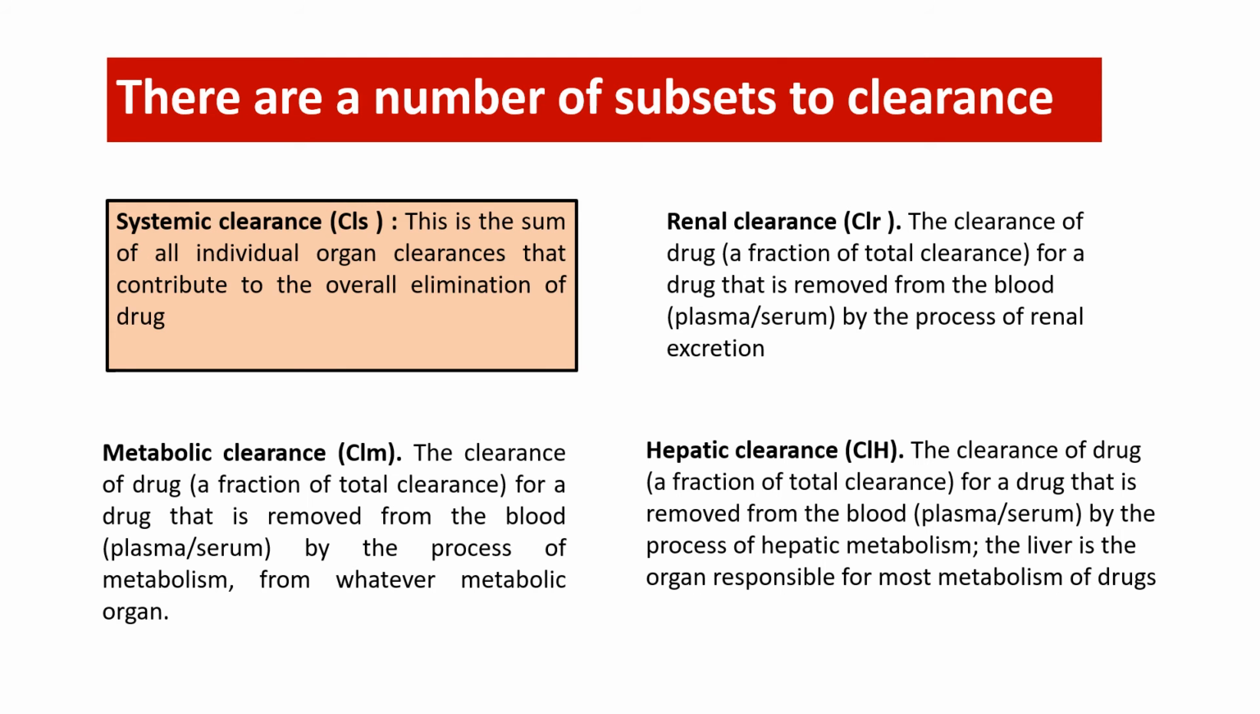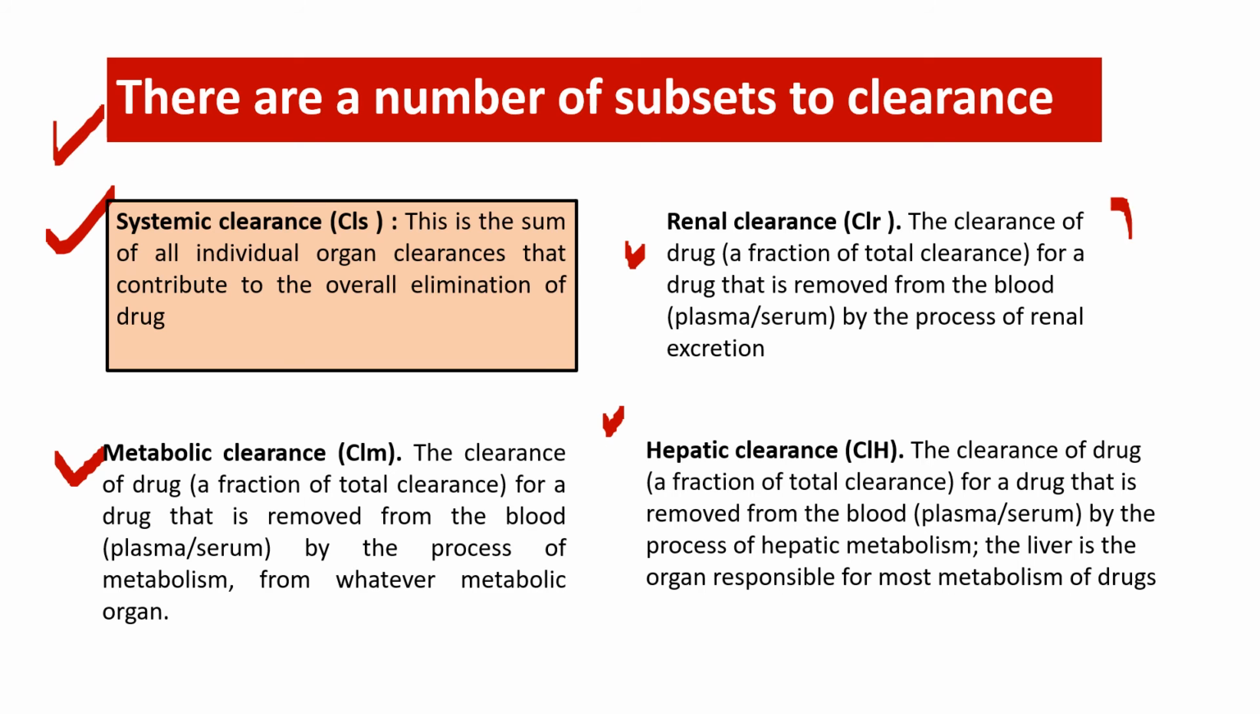Well, there are a number of sources of clearance. The one which includes everything is known as systemic clearance, and it is the sum of all individual organ clearances that contribute to the overall elimination of the drug. The clearance based on the organ system, for example, here we have liver and renal, as well as some bit of metabolic clearance.